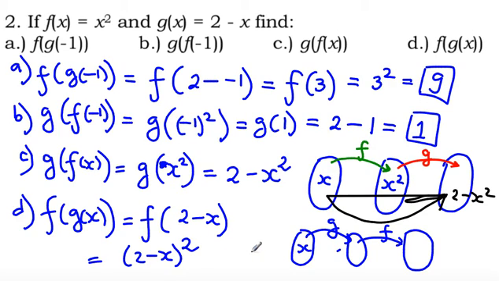You may expand it, but at the moment I only expect you to understand what it means by composition of functions, so you may stop here. So after you find the image of 2 minus x according to function f, it is (2 minus x) squared, and that should be enough at the moment. So good luck with the next example.